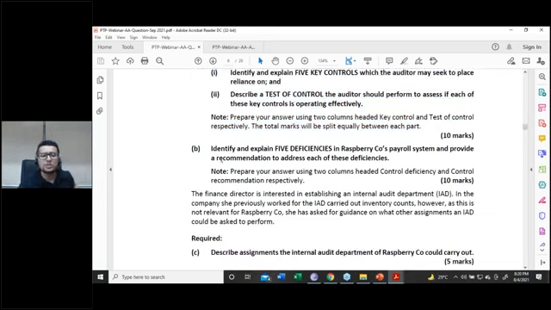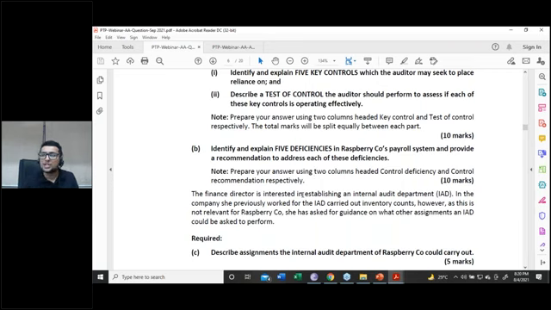The question continues. Part B. Identify and explain 5 deficiencies in the company's payroll system. Again, the deficiency will be from the question, and that will give us half mark per deficiency, and the explanation will give another half mark. So overall, identification and explanation of 5 deficiencies will give us 5 marks. But not only that, the examiner continues and asks for a recommendation to address each of these deficiencies. So we have to come up with recommendations in order to overcome that deficiency.